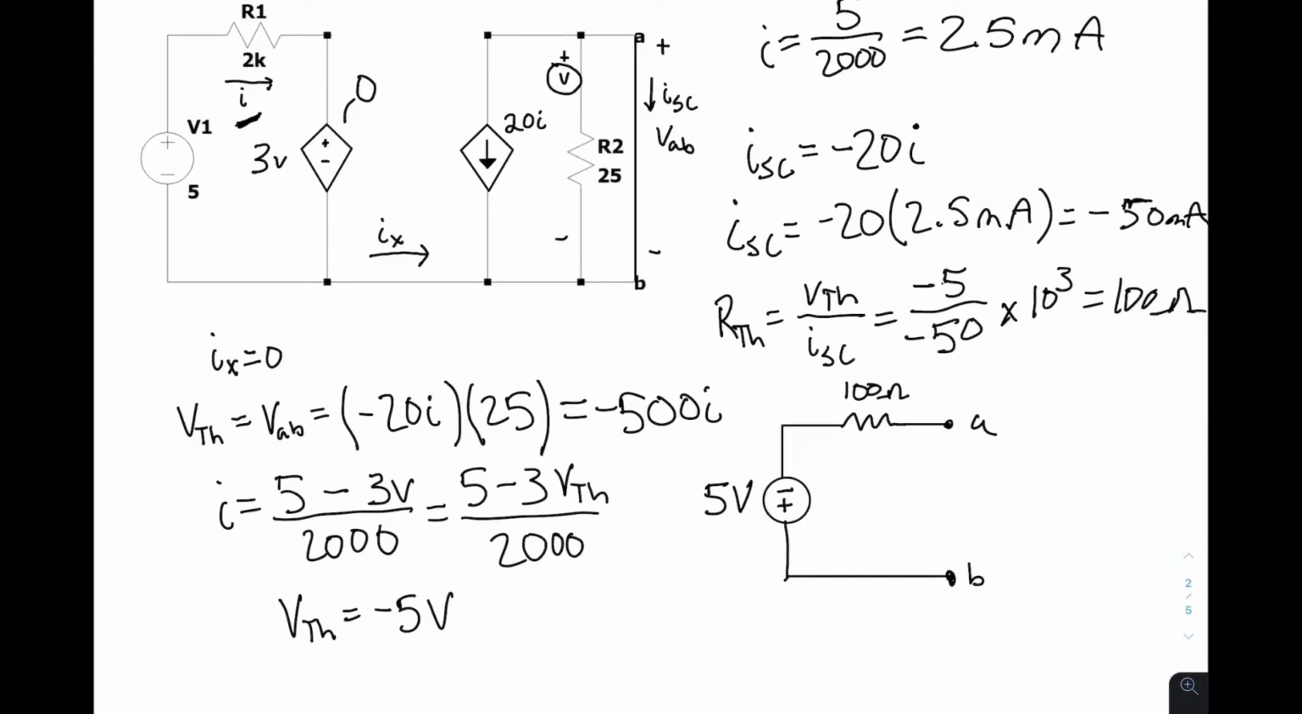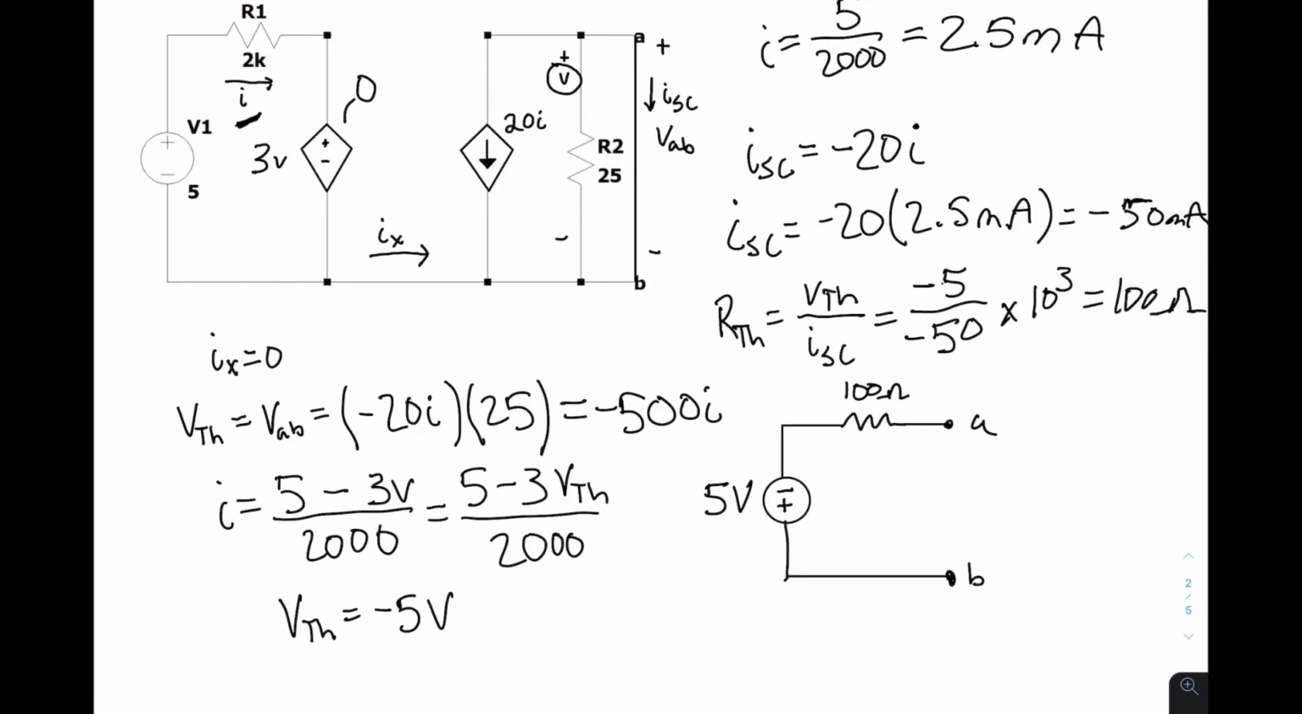Furthermore, if we wanted to represent the circuit in the Norton equivalent, you would take the Thevenin voltage divided by the Thevenin resistance. 5 divided by 100, you have 0.05 amps, but it's -5, and you'll have -50 milliamps, like we found before with the short circuit current.